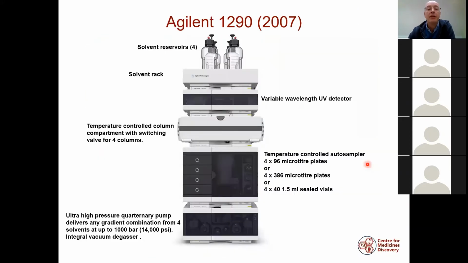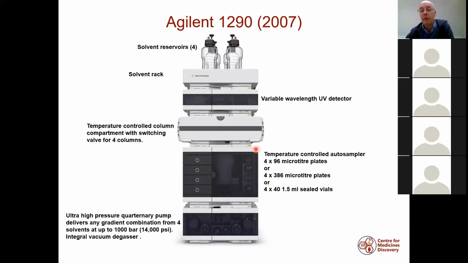A more modern system would look like this. It's much neater, and it's also far more capable. So we have 4 solvents here in the solvent rack, and a variable wavelength UV detector. The columns now are housed in a column oven, and it has a switching valve, so you can select different columns automatically. This is very important. This was not present in the previous slide.